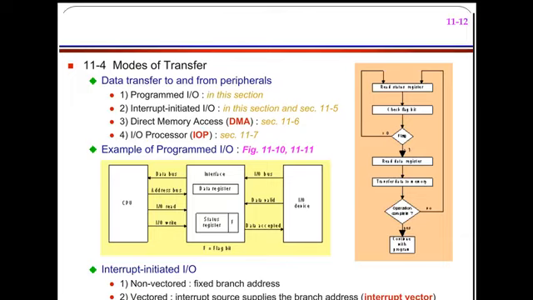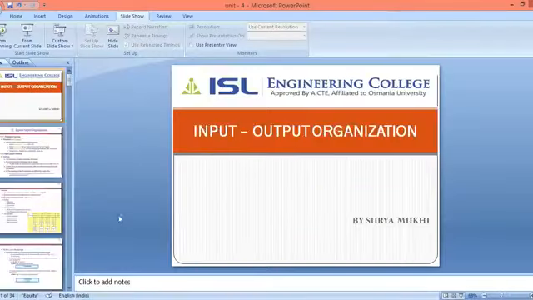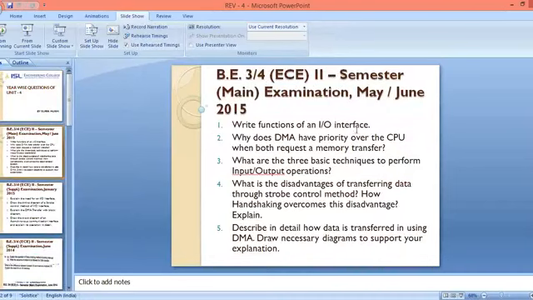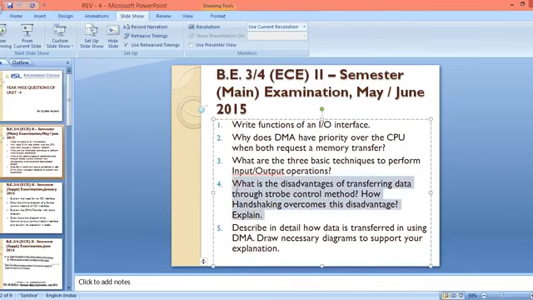We'll see what the latest questions asked on this topic are. Handshake signals and data signals. In May and June 2015, the question on handshake signals: basic three techniques of IO operations, we'll discuss later. Here: what is the disadvantage of transferring the data through the strobe control method? How do the handshake signals overcome this disadvantage? Explain it. So what will you do here?